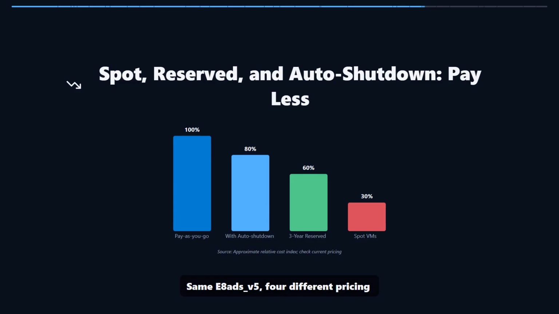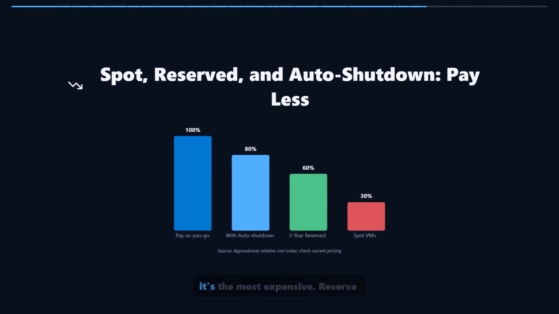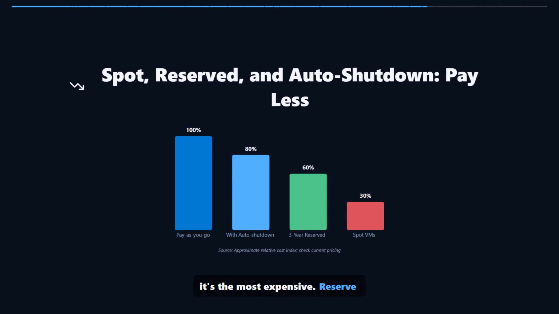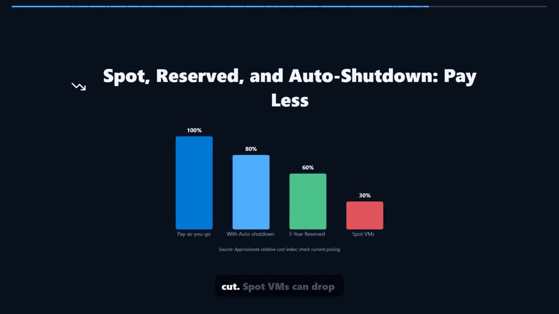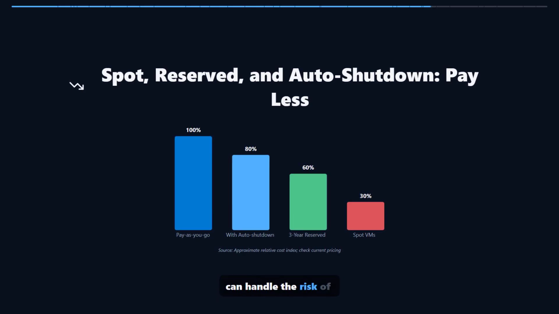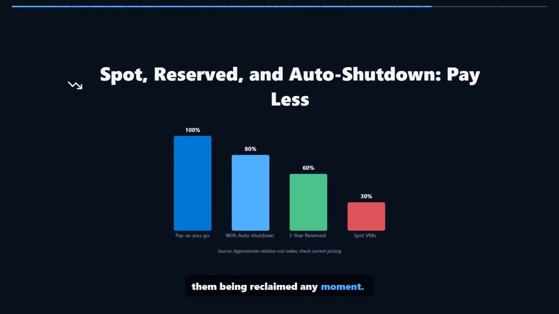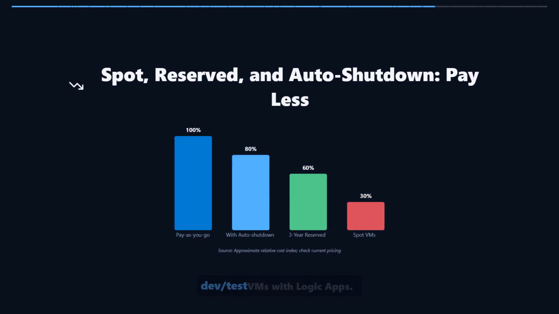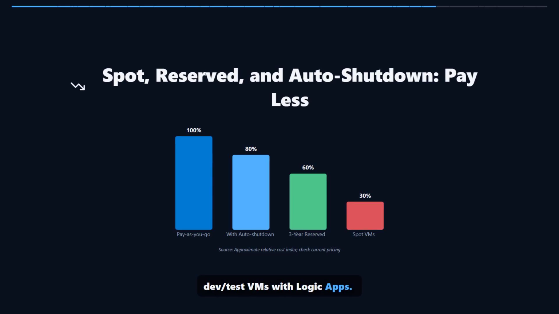4 different pricing strategies. Pay as you go is flexible, but it's the most expensive. Reserve it for 3 years and you'll see a massive price cut. Spot VMs can drop it even further if you can handle the risk of them being reclaimed any moment. And auto-shutdown rules tack on even more savings. Next, we'll show you how to auto-stop dev test VMs with Logic Apps.